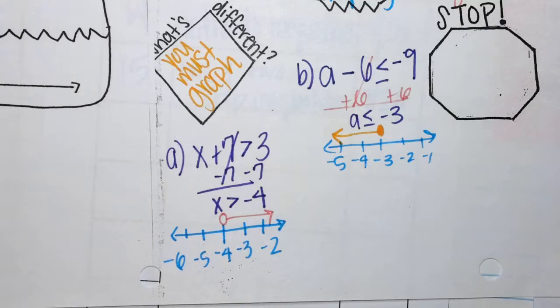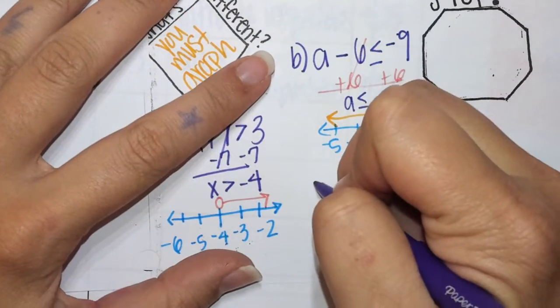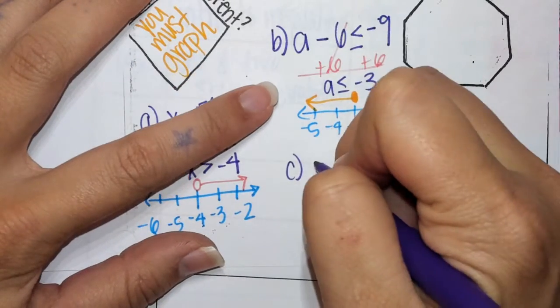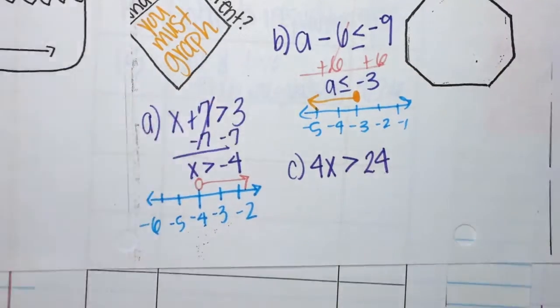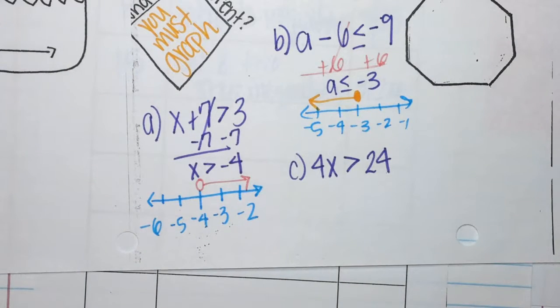All right, now let's talk about what happens when we multiply or divide. So if you have a problem that says 4x is greater than 24, both of those are positive, you still do the same thing. Nothing happens to the sign, you move on with your life. What would we do to solve for x? Divide by? Awesome, good.